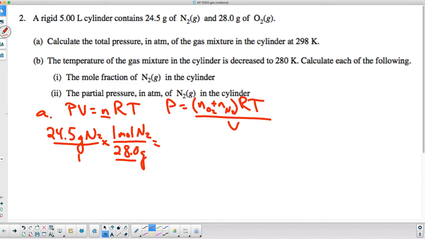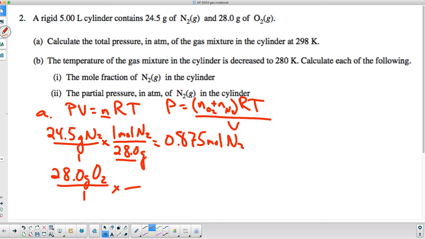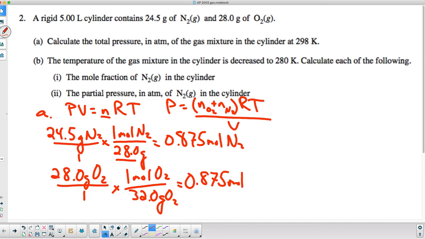When I divide these two here, it looks like I get something very similar to 0.875 moles of N2. Good. I do the same thing for oxygen. Oxygen is 28 grams, so 28 grams of O2. Because it's O2, exactly like with my N2, 1 mole of O2 is equal to 32.0 grams of O2. And as it turns out, oddly enough, we get the same number of moles of oxygen. So far, so good.